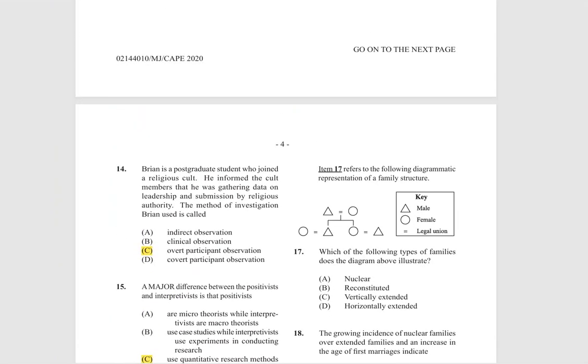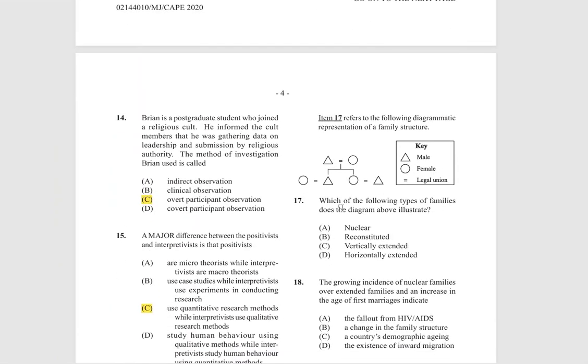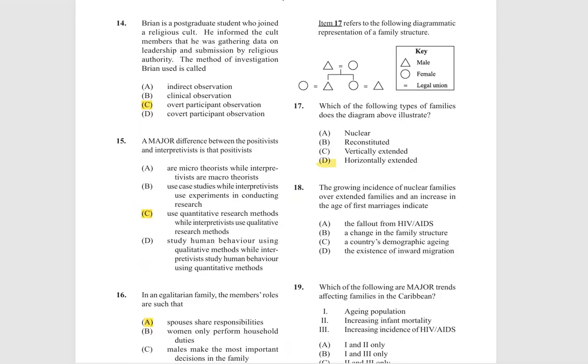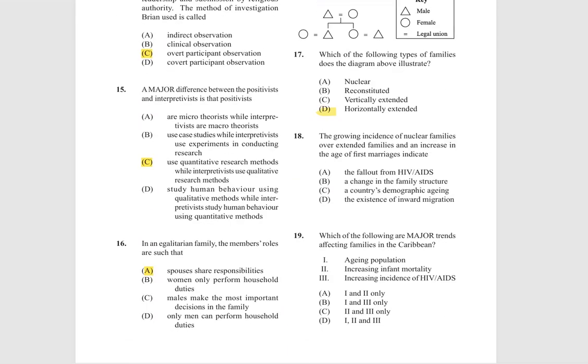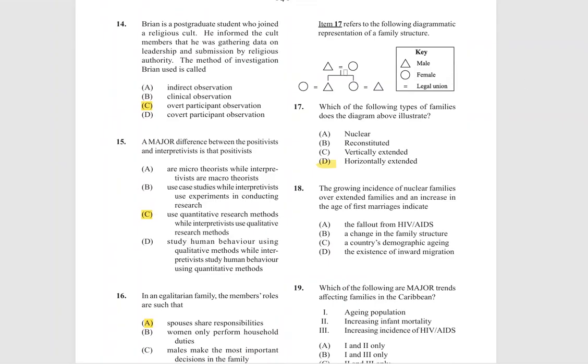17, we're looking at the diagram. Which of the following types of families does the diagram above illustrate? So we have a male and a female, and then these female also get married, as well as the male. So this is a horizontally extended family. The growing incidence of, okay, let me explain 17 before I move on down. So what happens is that these persons married, they had children, and these children also got married. So the family extended, however, it did not extend due to children, it extended due to marriage.